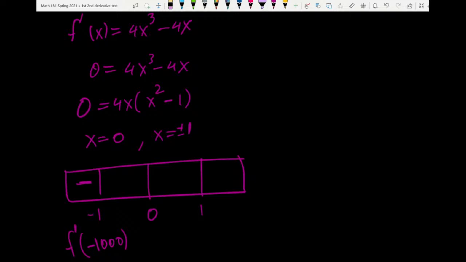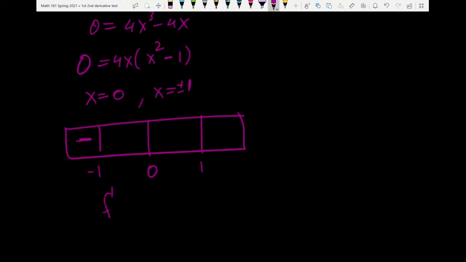Next, I want to pick a number between -1 and 0. So we could do f prime of -0.5. We use a calculator, and we get positive. We use the same concept again: f prime of positive 0.5. We're going to get negative, and over here we get positive. So let's see what that means.